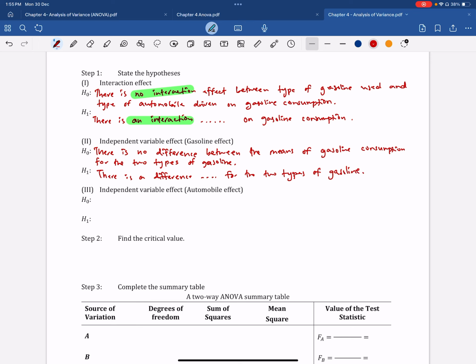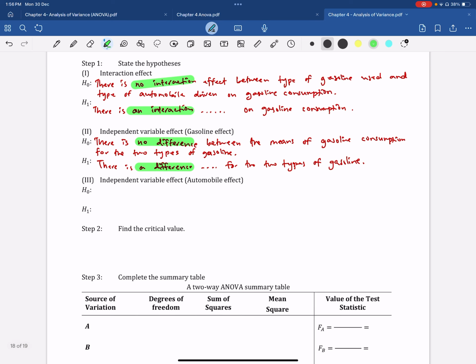This is an example. I hope that you understand what the null and the alternative hypotheses are, and what the difference is between the interaction effect and the two independent variables. How do you write this particular hypothesis?